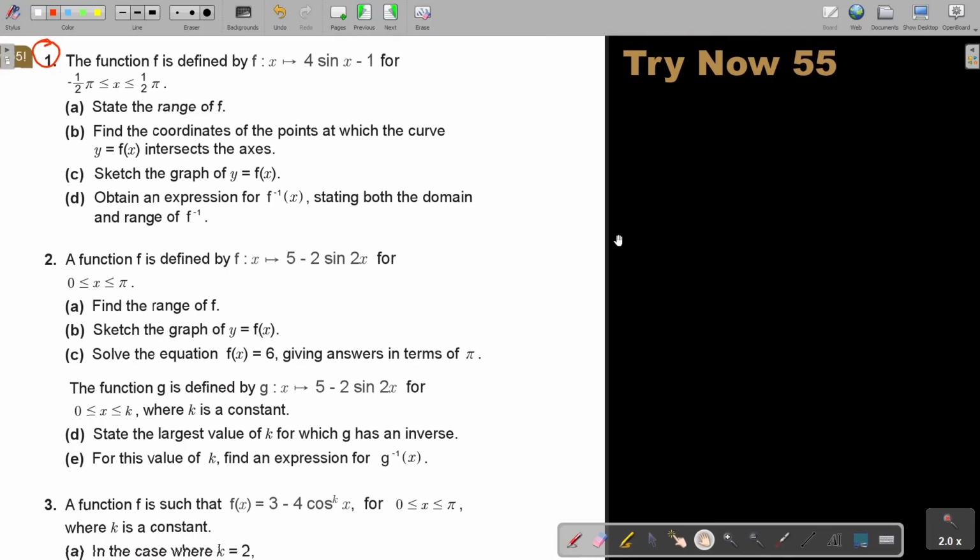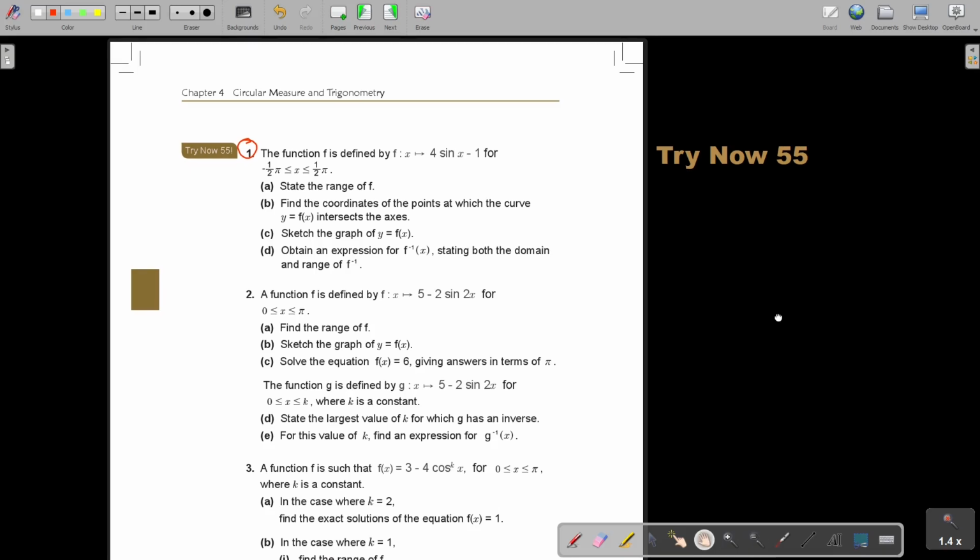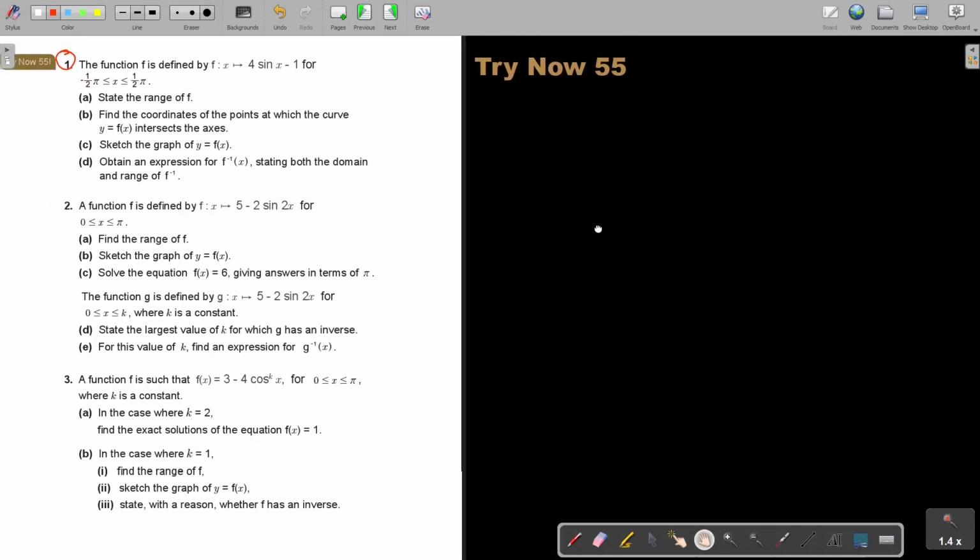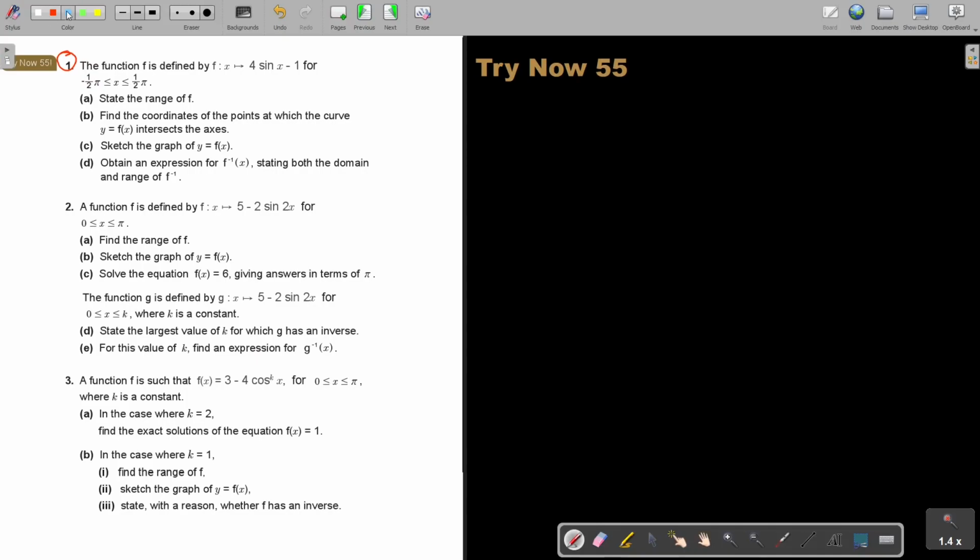Okay, let's start. I think I'm going to make it a bit smaller. So if I look at number 1, the function f is defined, and I just use the other notation, but it's all right, the mapping notation. I can just say f: x maps to 4 sin x minus 1, and they give me the interval. So x is bigger than or equal to negative a half pi, and smaller than or equal to a half pi.